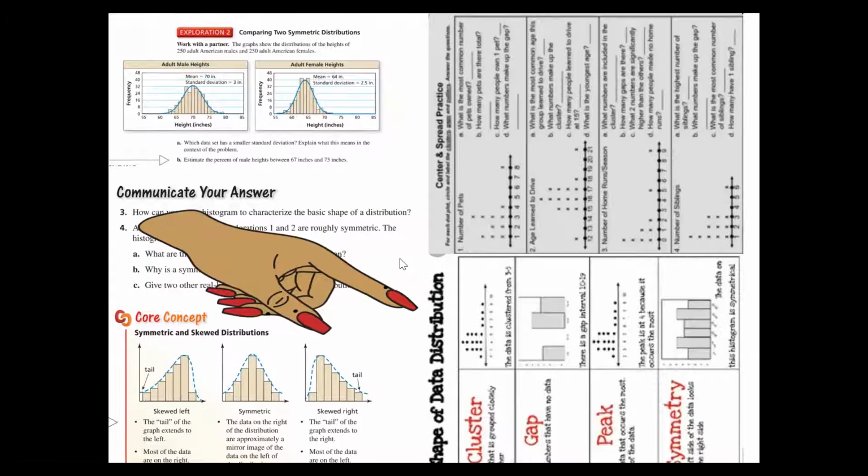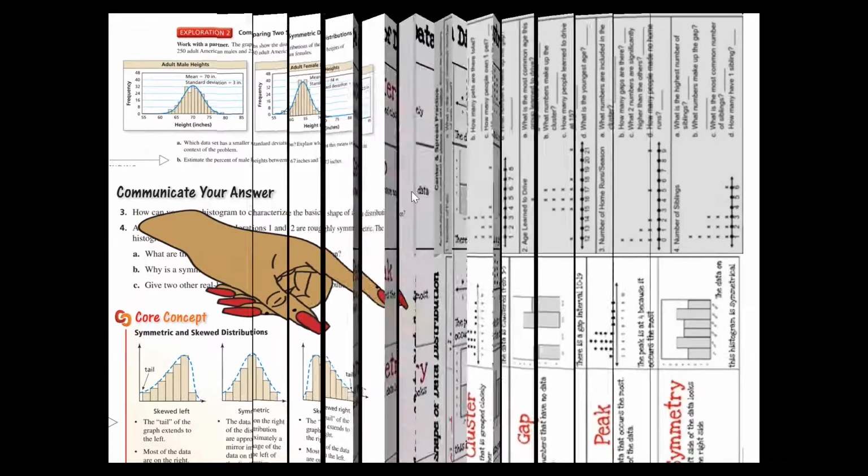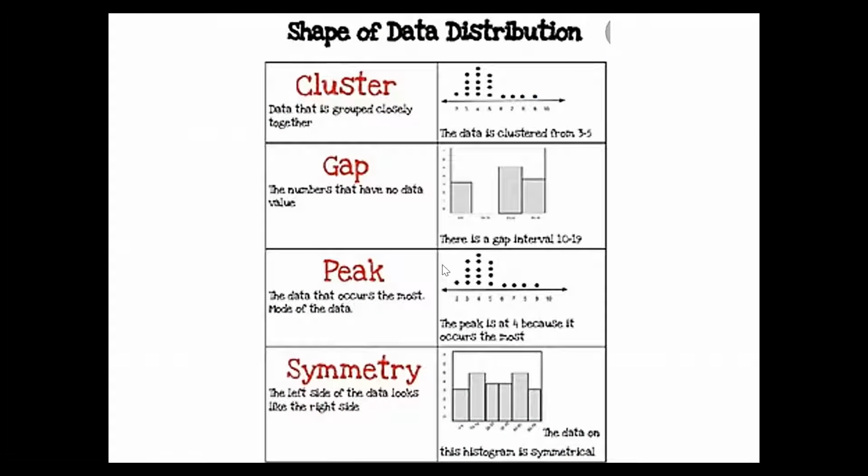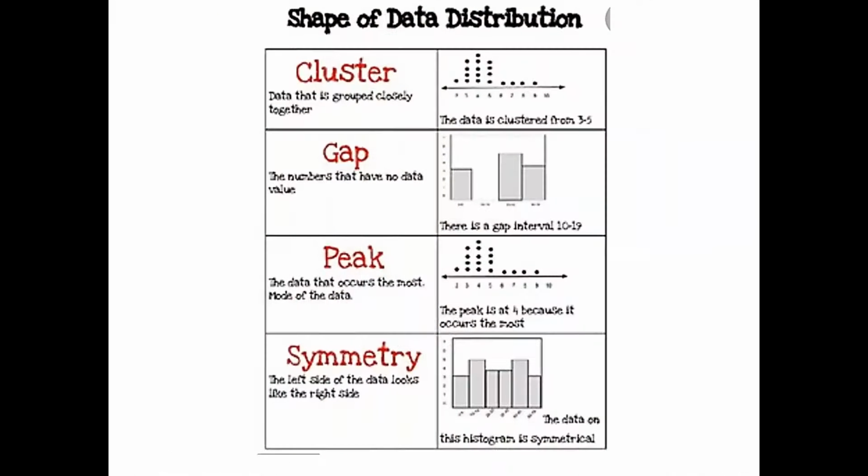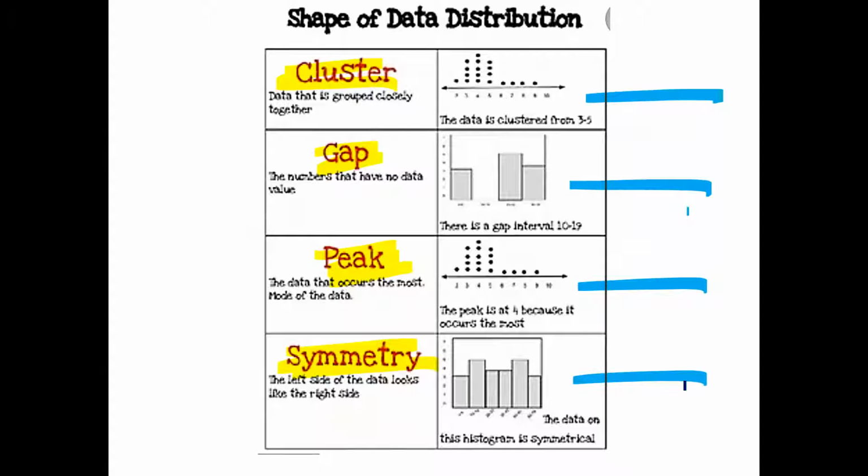All right, now let's take a look at the far right side. Here are the different types and shapes of data distribution. There is cluster, gap, peak, and symmetry. So what I would like you guys to do is give me a sentence describing why these are called cluster, gap, peak, symmetry as it is matched to the graph itself. So just one sentence.